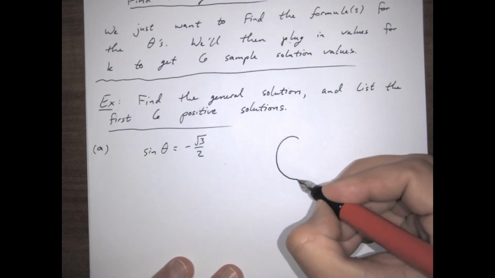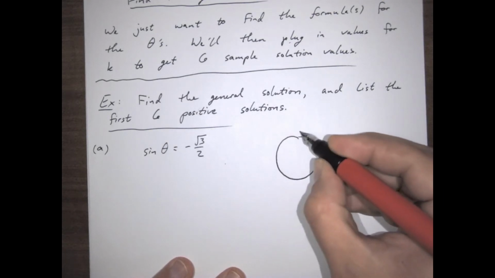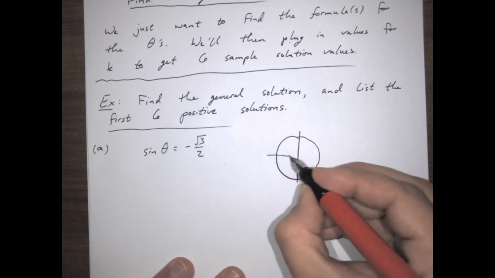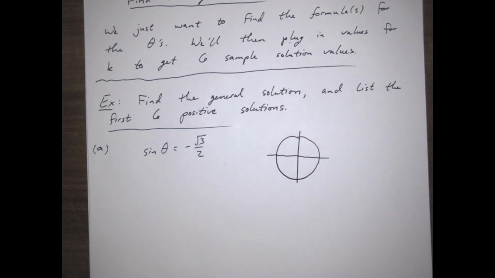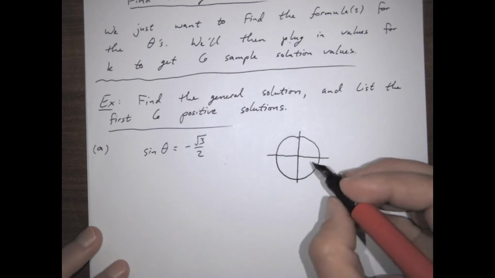So our process is not different. The only difference is that we are now just interested in getting ourselves 6 solutions. And because we could just keep on adding values for k, we're always going to be able to get a bunch of solutions, and we just want to have the 6 smallest positive solutions here.